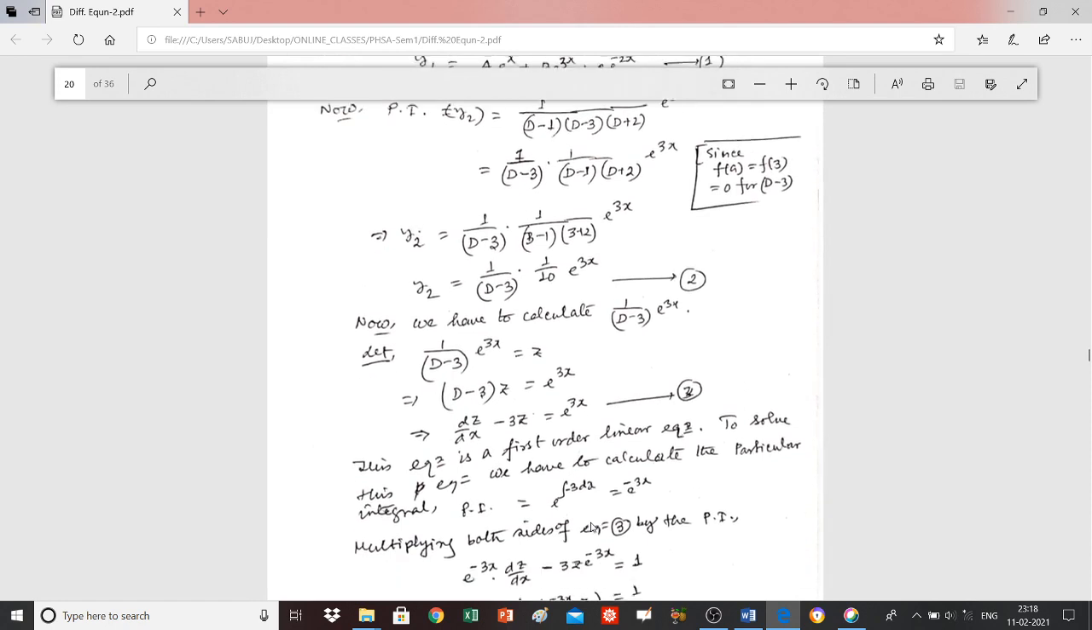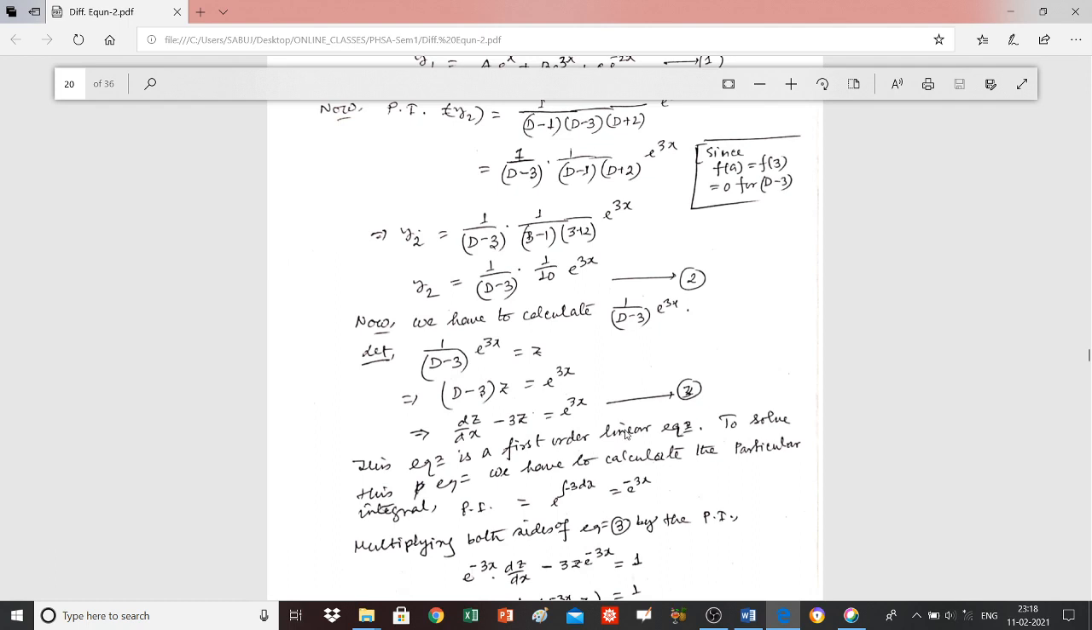Now, this is a problem to solve. To solve this, say 1 by d minus 3 e to the 3x is equal to z. Just write this: 1 by d minus 3 e to the 3x is equal to z. So from here, d minus 3z is equal to 3x. From here, you can write dz by dx, because you know that d is equal to d by dx, and then minus 3z is equal to 3x. So this is a first order differential equation, and it is obviously a first order linear equation. Obviously it is non-homogeneous.